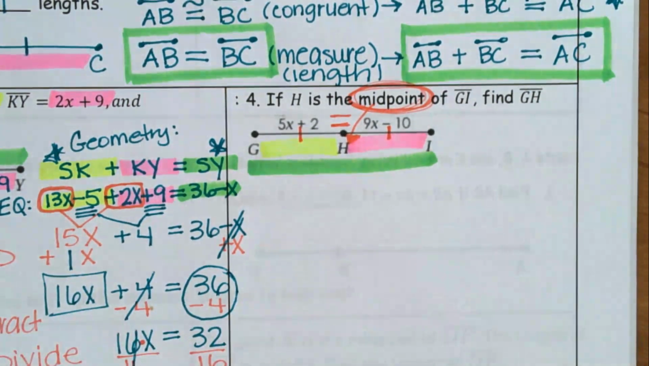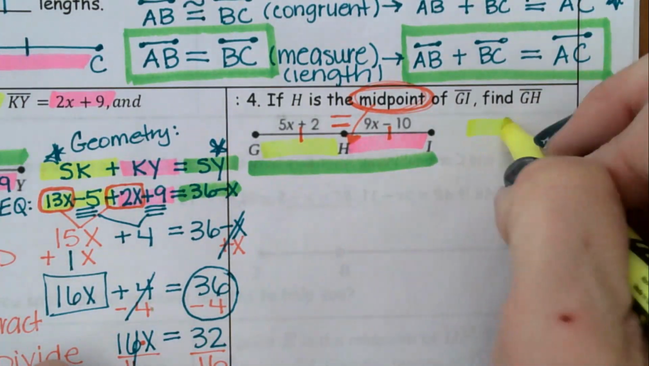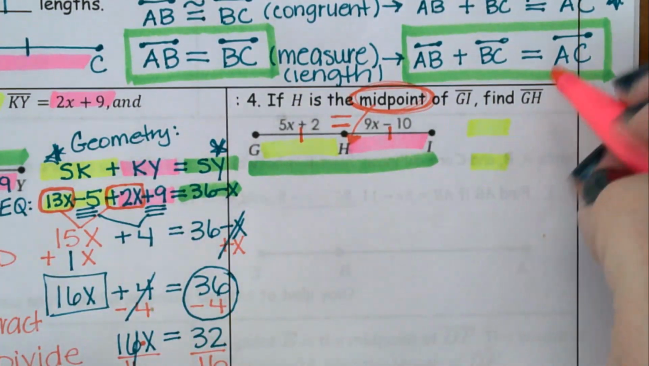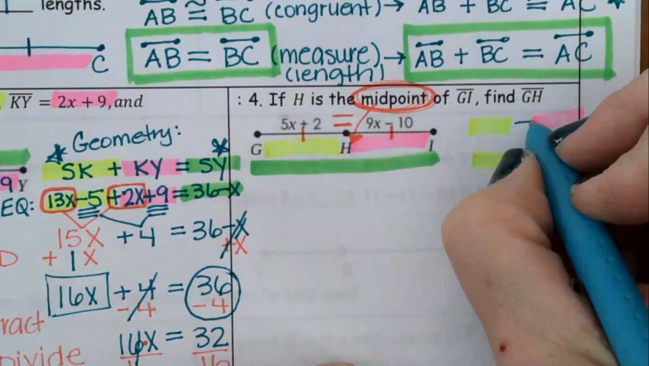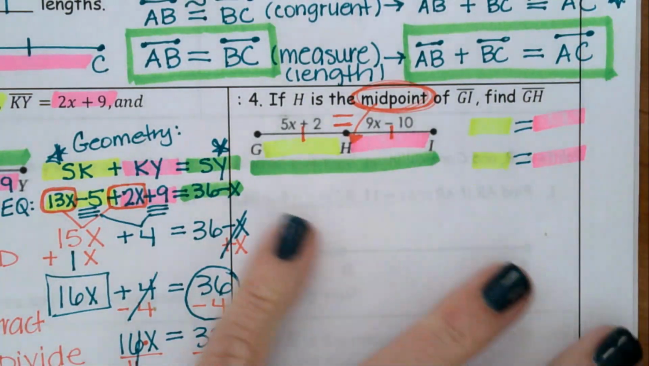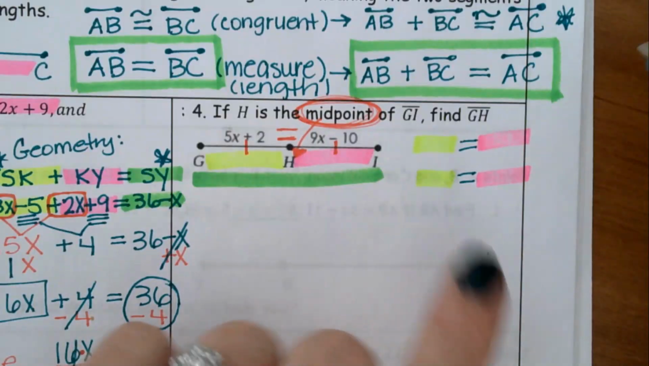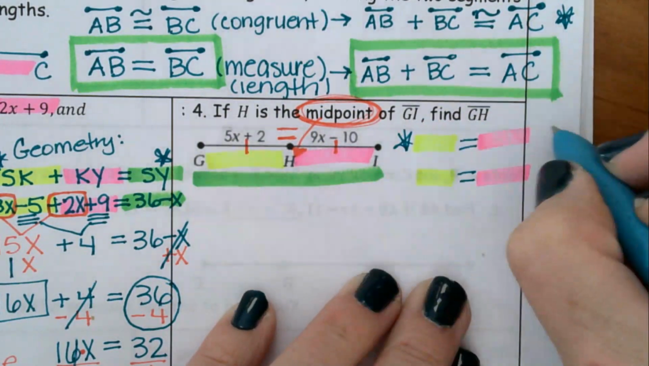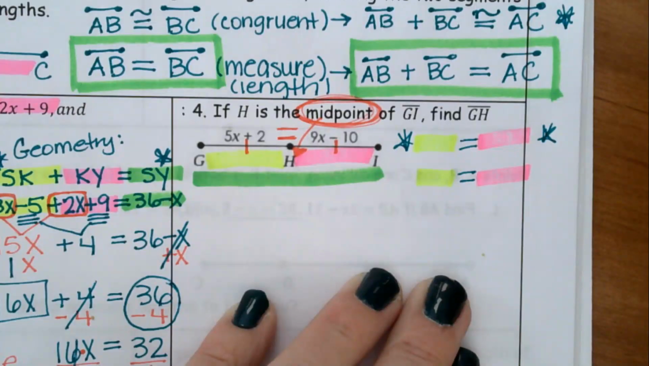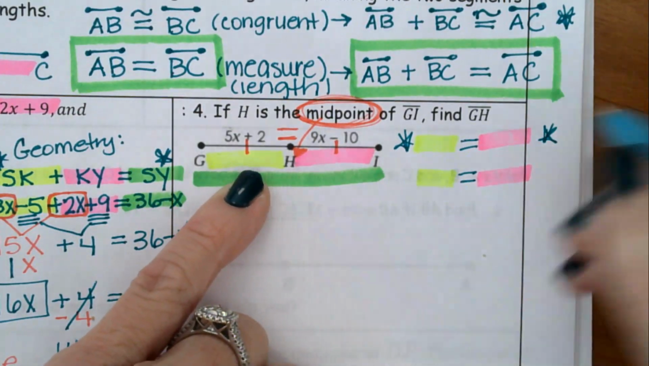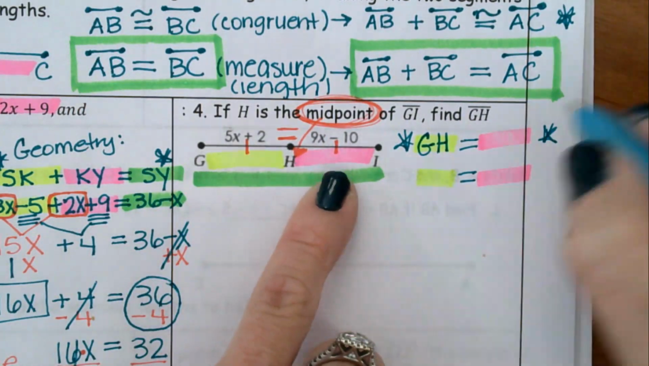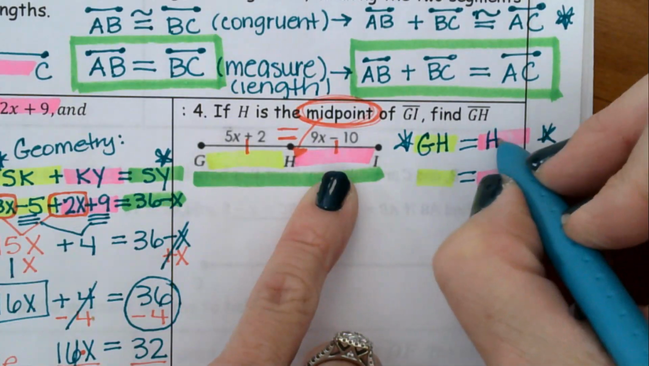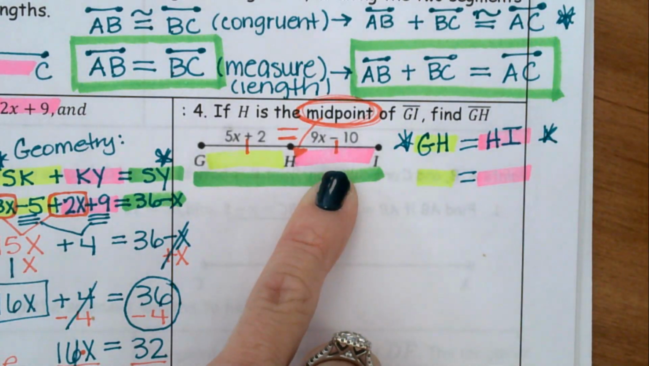Okay. I want two of these. And I want two of these. Let's put an equal sign in the middle because we're talking about midpoint. Okay, the geometry. I have to write this. Well, the first part, the yellow part, is GH. The second part, the pink part, is HI. That's the geometry. I just filled it in.